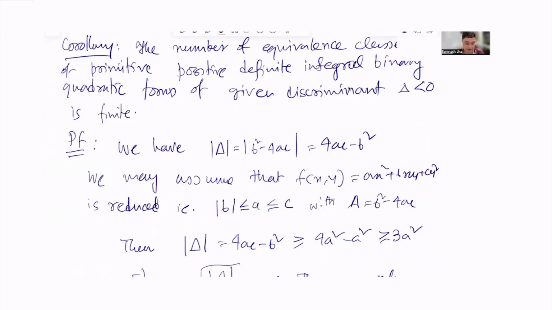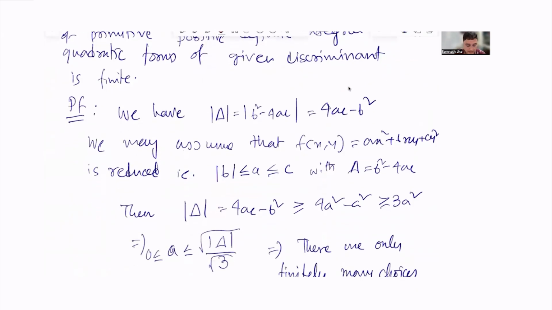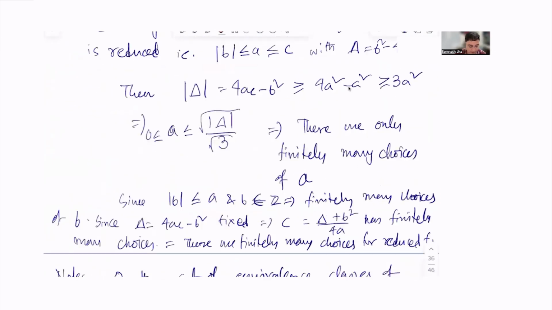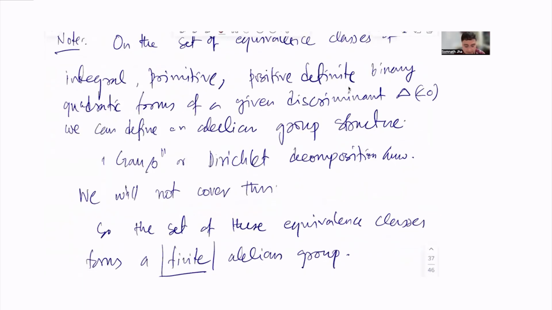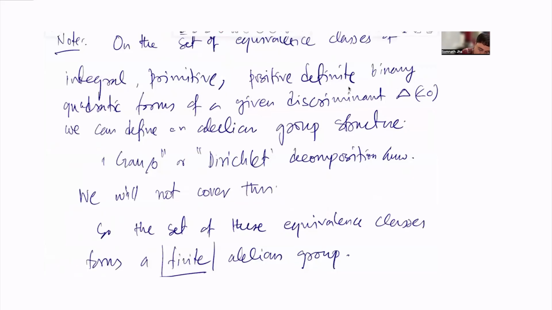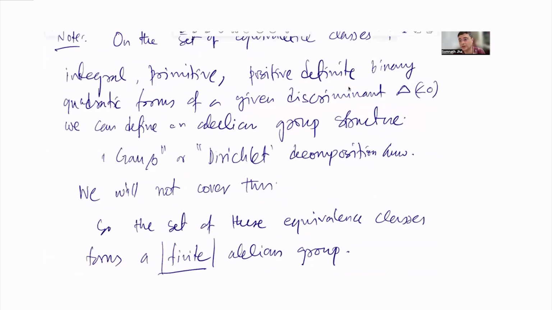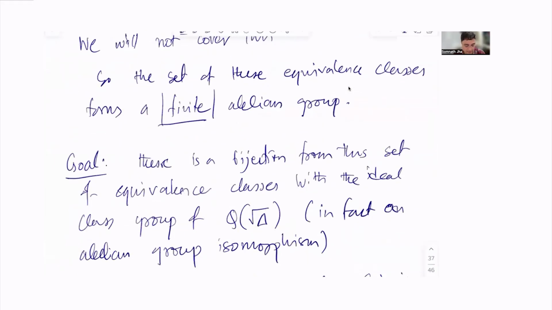The way we proved it is a simple calculation using the properties. Then we said that there is a group structure on this set of equivalence classes of binary quadratic forms. This is called the Gauss composition law or Dirichlet composition law, but we are not going to discuss this in this course due to lack of time. What we did say is that it's not only a finite set, it becomes a finite abelian group.